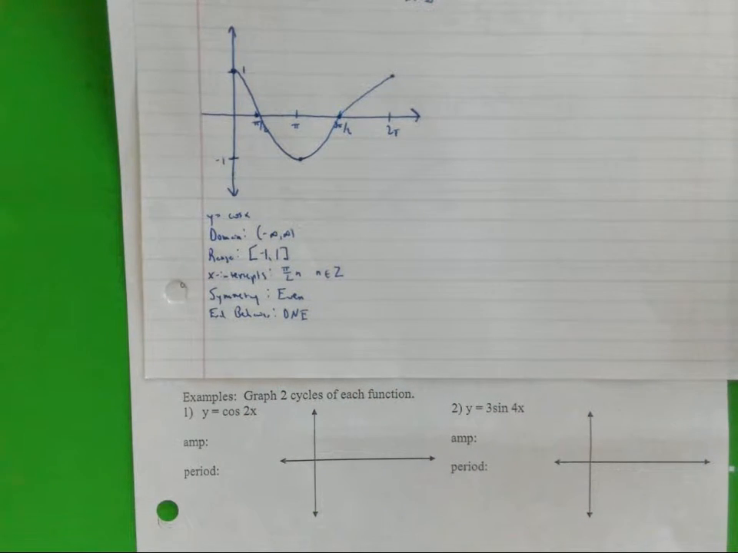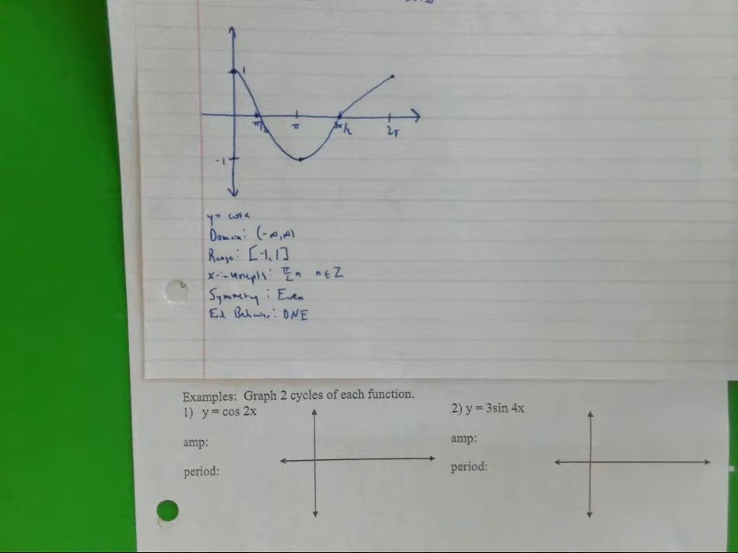Now, where are the x-intercepts occurring? At the half marks, aren't they? So that's why you see pi over 2n. On the other one, it was pi n. Well, here it will be pi over 2n because it's occurring at pi over 2, 3 pi over 2, 5 pi over 2, 7 pi over 2, 9 pi over 2, 11 pi over 2, negative pi over 2, negative 3 pi over 2. Does that make sense? That is where it's crossing the x-axis.